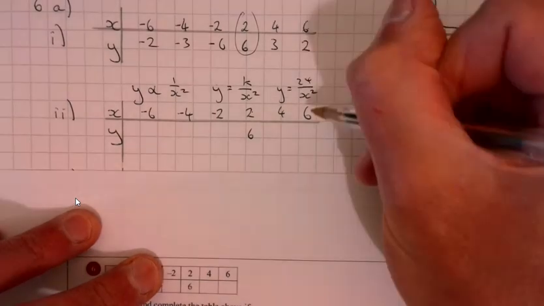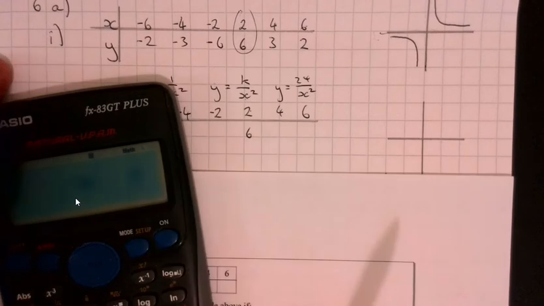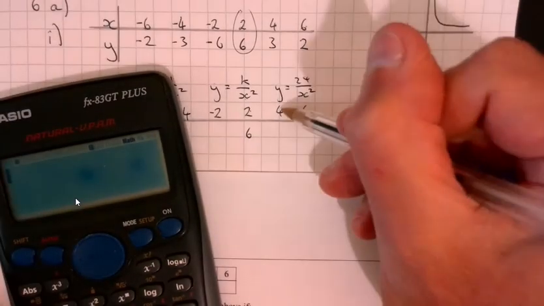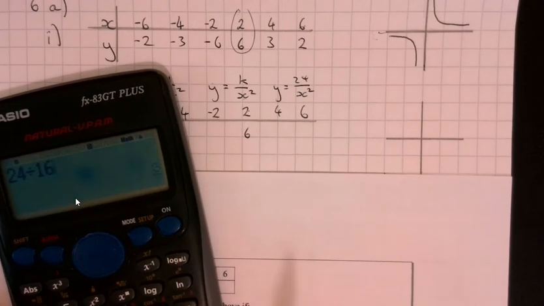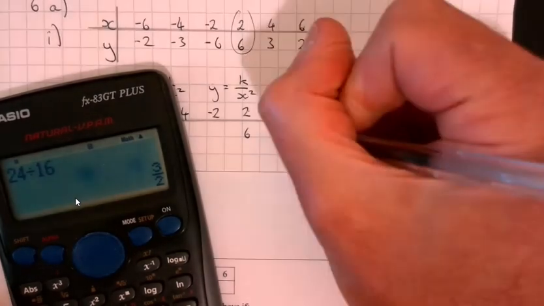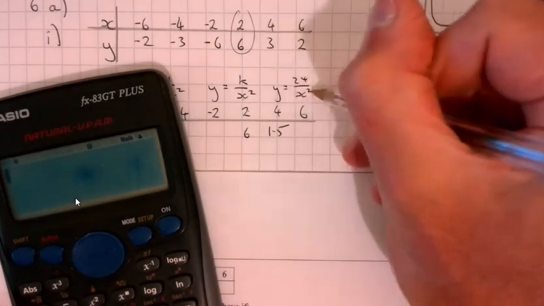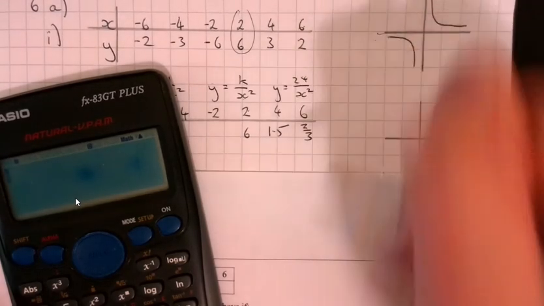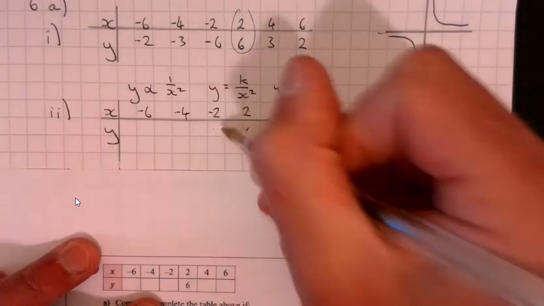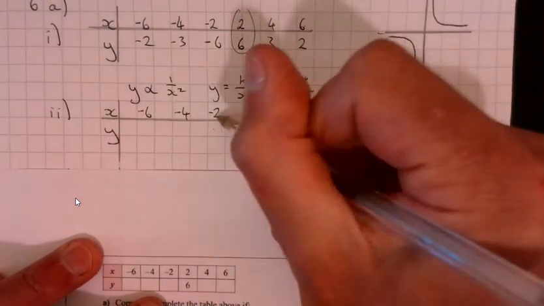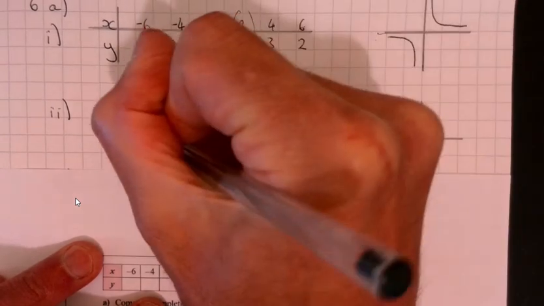Right, we might use this guy down here. So let's have a little look. 24 divided by 16 equals 1.5, or 3 over 2, maybe. 24 over 36, that's going to be 2/3. I'm not going to bother doing that one. And then what are we going to get here? We're going to get exactly the same answers, because when you square this, you're going to get a positive. So it's all going to be exactly the same.